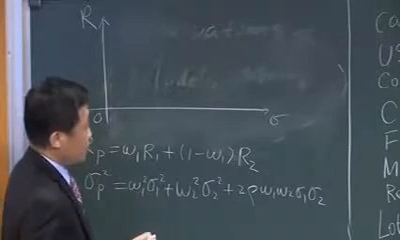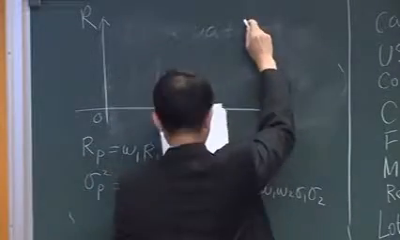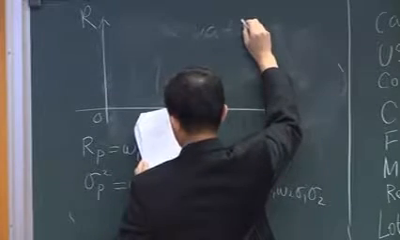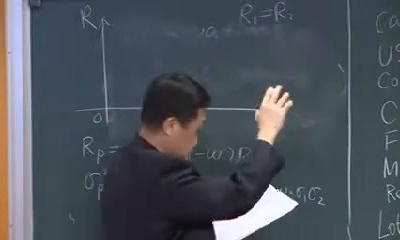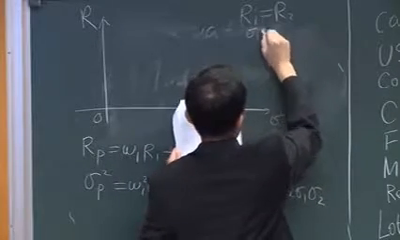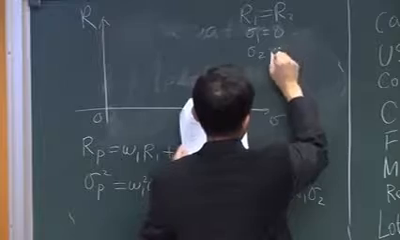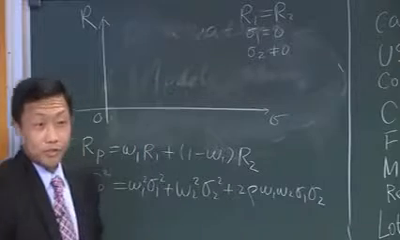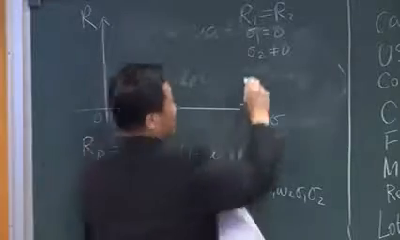So let me give you a further restriction, which is let's consider if R1 equals R2. Again, here meaning expected return. I'm simplifying some of the notations. And sigma 1 equals 0, and sigma 2 not equal to 0. What is rho? What is the correlation? 0, right? Because you have no volatility.